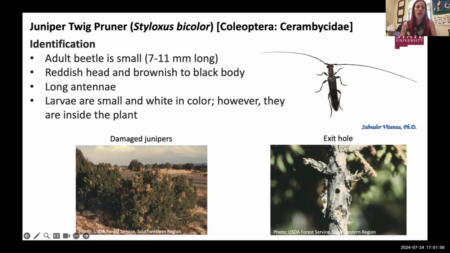The larvae are small and white in color. However, you're not really going to see them unless you really try and cut them out, because they are inside of the plant. But as you can see here, here are some signs of them. These damaged junipers, you see a lot of yellowing of the leaves, kind of die back, and then another sign is that you can see these exit holes, right? These borers, once they're finished feeding as larvae, they exit the plant, and you can see these holes in the stems of the plant, the bark.